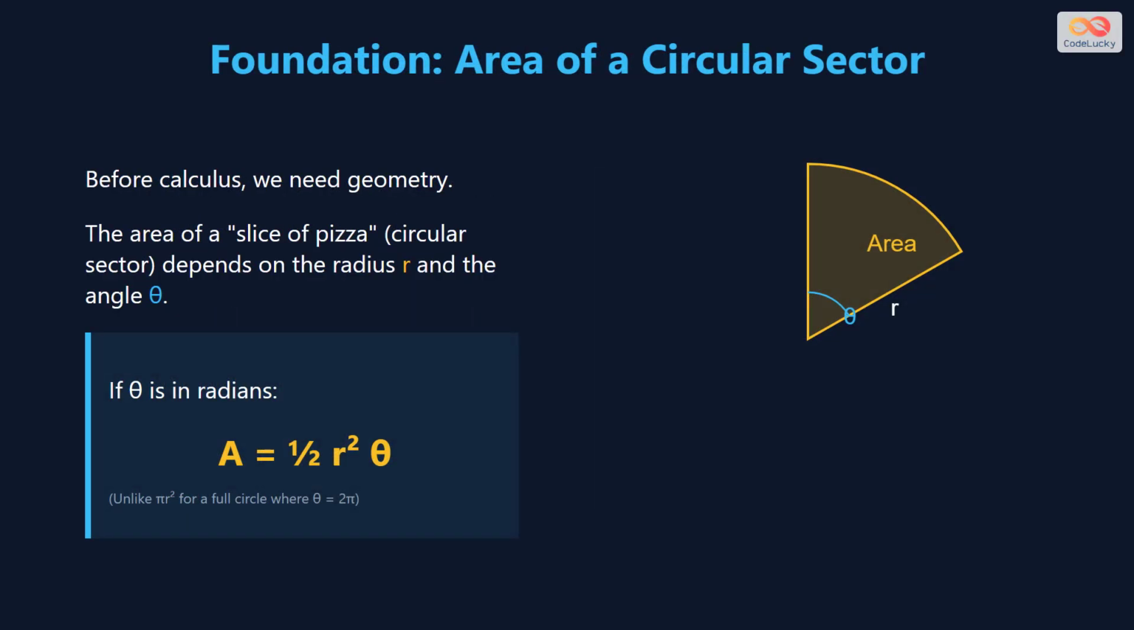Before we do calculus, we need some geometry. Consider a simple circular sector, like a slice of pizza. Its area is not length times width. Instead, the area equals 1/2 times the radius squared times the angle theta, provided theta is in radians. This formula is the building block for our integral.